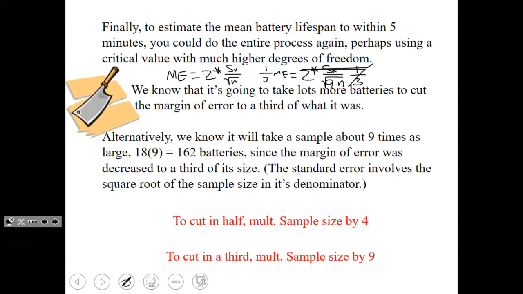That's not a rule of thumb, it's mathematically true. If you remember that, it might save you a little bit of time if you get a question like that on a test. So moving on, we have some facts about the t-distribution.